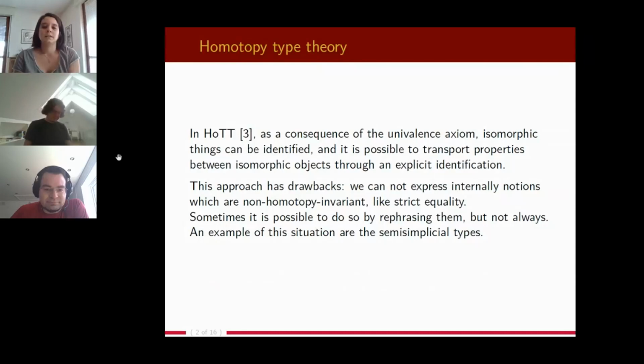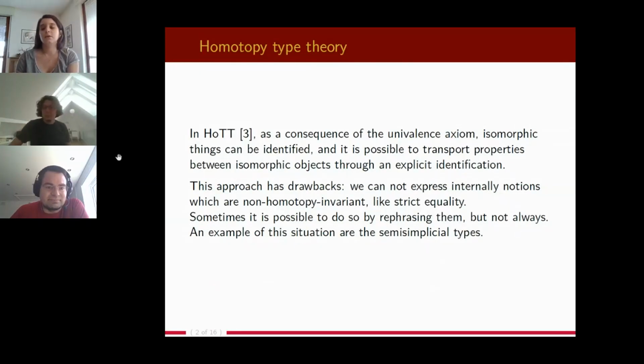You know that the univalence axiom is very useful in homotopy type theory. It allows us to identify isomorphic things, and so it is possible to transport properties between those isomorphic objects using explicit identifications. But this may be useful in many cases, but it also gives rise to problems.